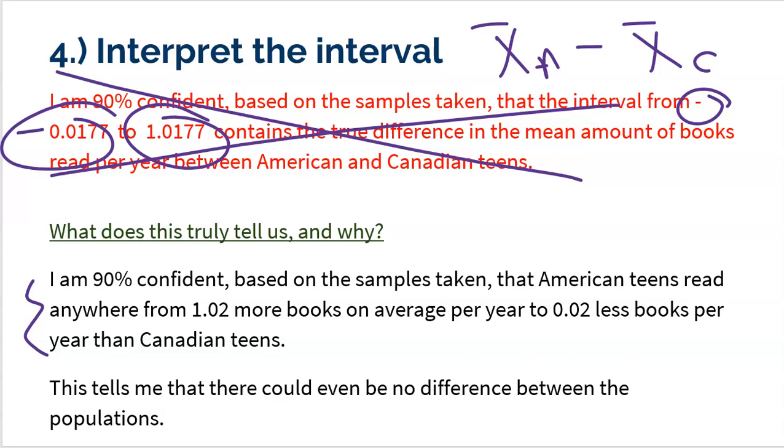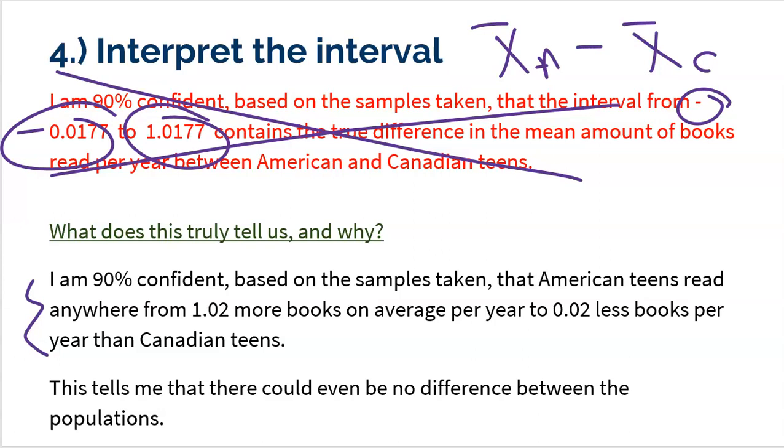So the Americans can be anywhere from 1.02 more books on average per year to 0.02 fewer books per year than the Canadian teens. That's a much better answer that truly interprets what you're looking for. Now, since this interval tells me that the Canadians could read more books, Americans could read more books, and 0 is also in this interval, there might even be no difference whatsoever between Canadians and Americans in terms of how many books they read.